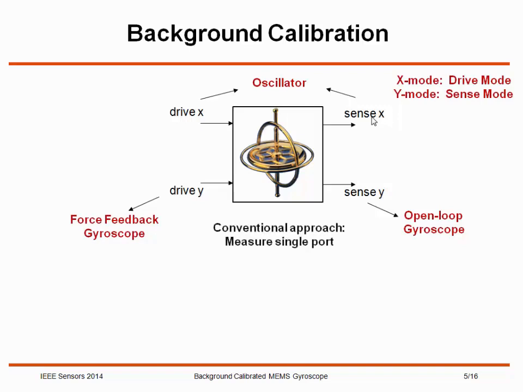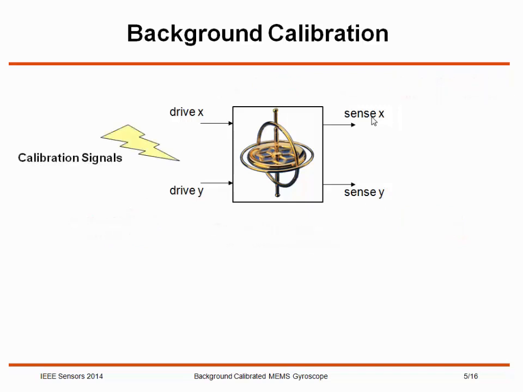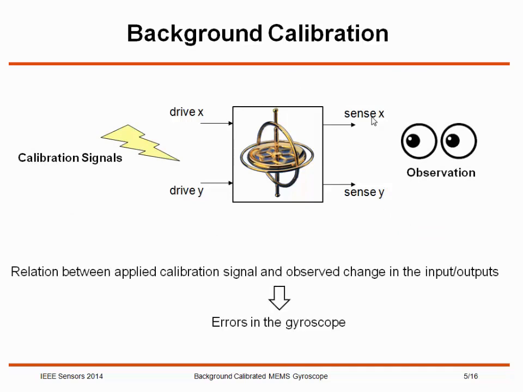In the conventional approach, the problem is that we only measure one port among these 4 ports. And we don't do anything for the other ports. In the background calibration technique, what we do first, we apply some calibration signal, and then we make some observation. And the relation between this observation and the calibration signal tells something about the errors in the gyroscope. And we are doing this thing in the background continuously without interrupting the operation. So this is really a low-cost solution to improve the gyroscope. Now I will talk about the details.